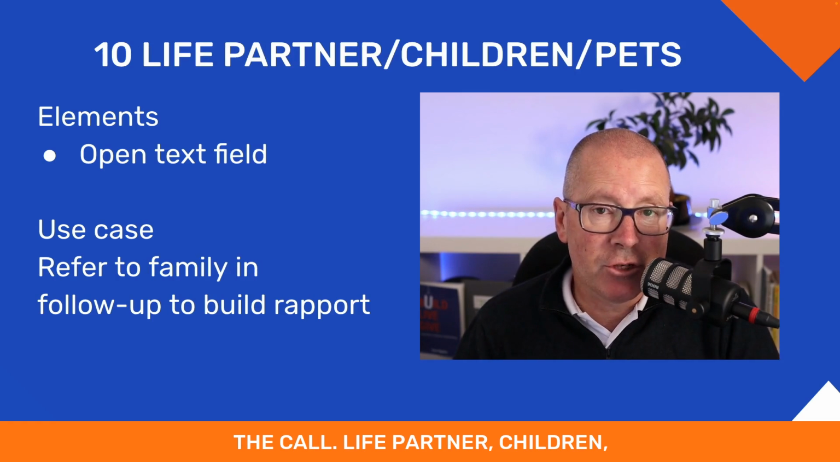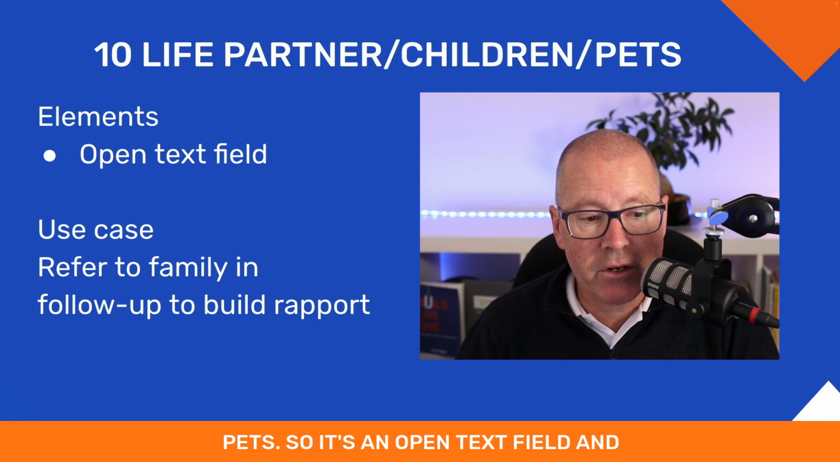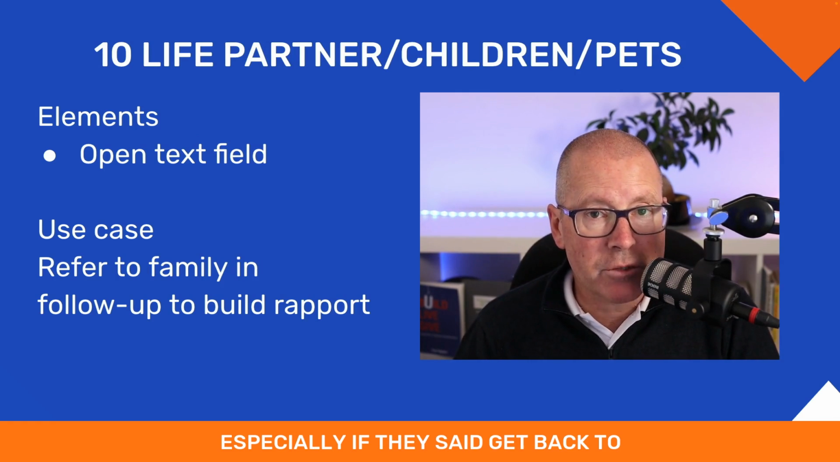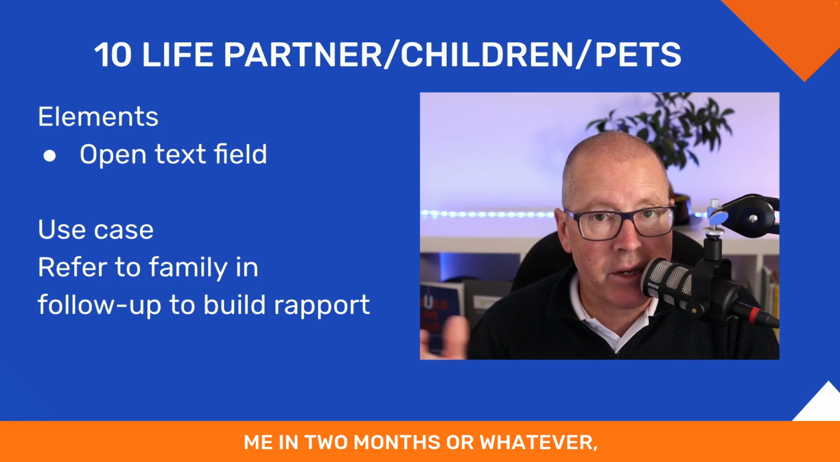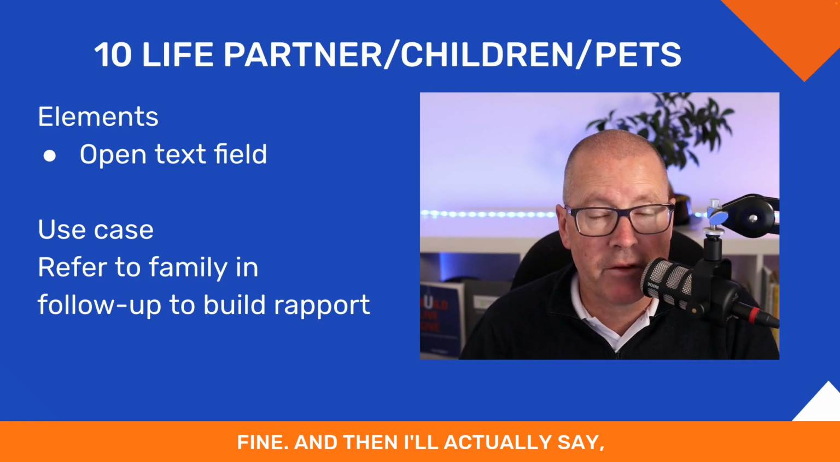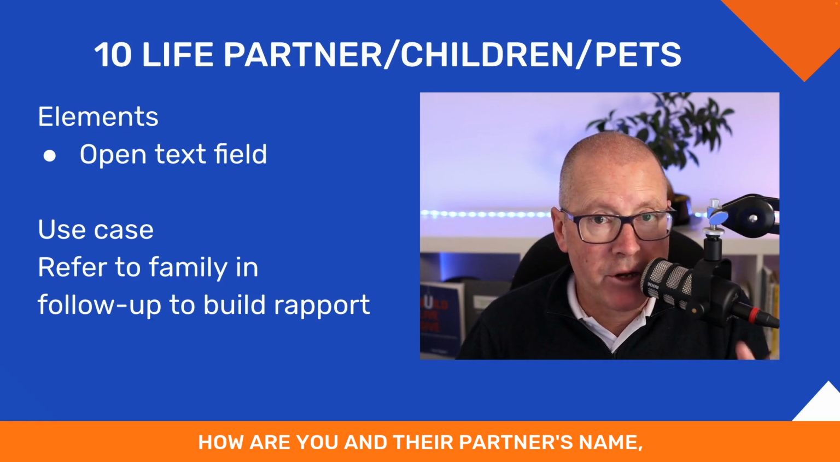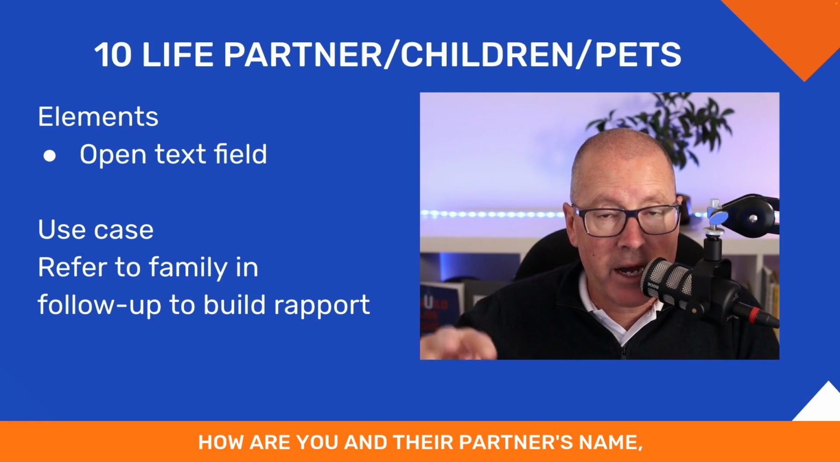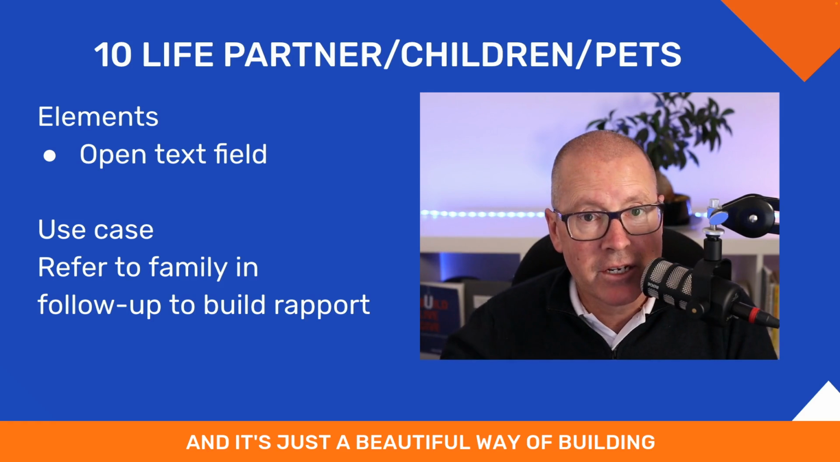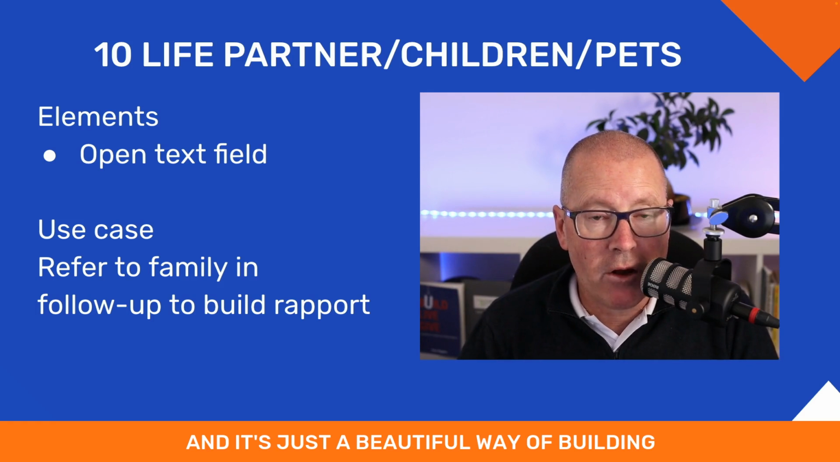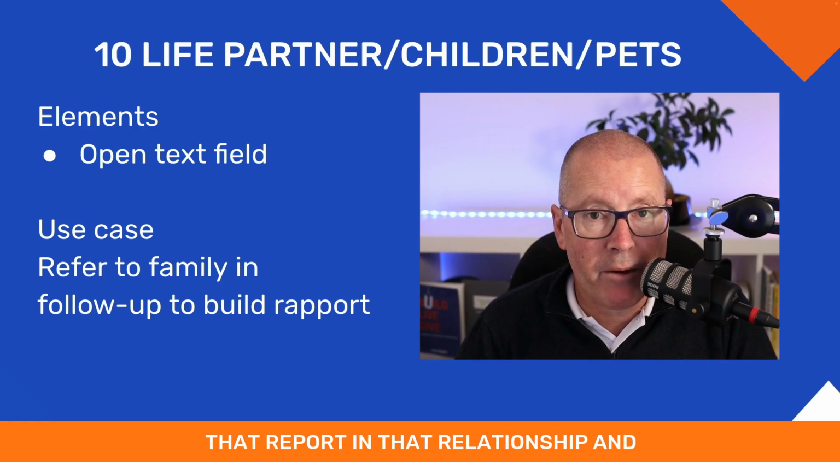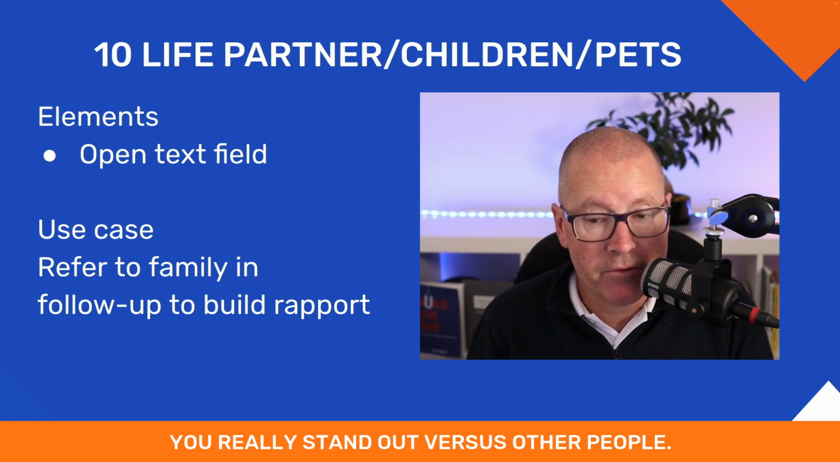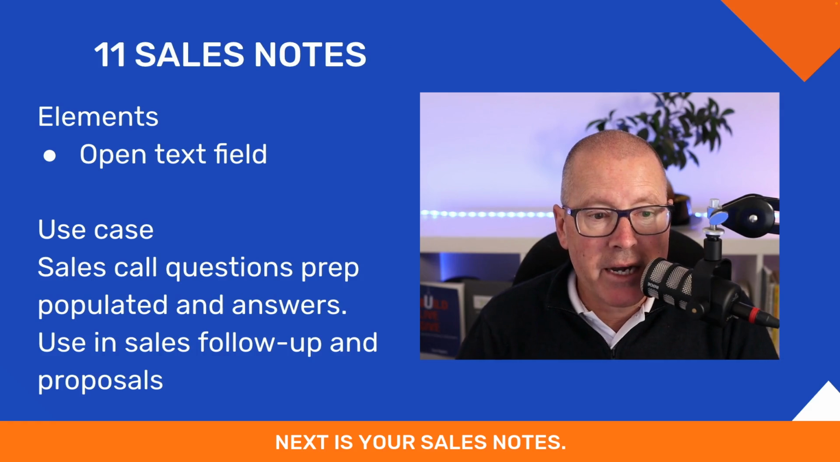Life partner, children, pets. So it's an open text field. And I often refer to them, especially if they say, get back to me in 2 months or whatever. I'll say, okay, fine. And then I'll actually say, how are you? And ask about their partner's name, their children or their pets. It's just a beautiful way of building that rapport and that relationship, and you really stand out versus other people.